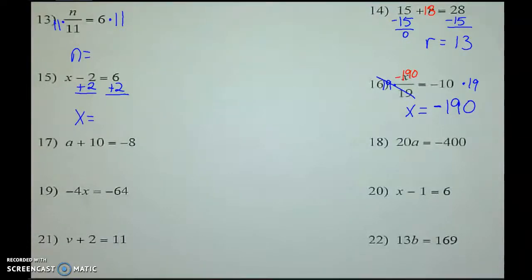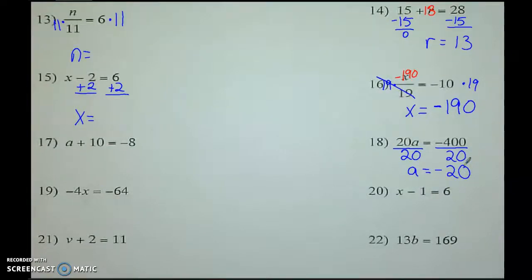Number 18, let's look at it. I have a 20 times a. Any time that we have a number right beside the variable, that means multiply. So 20 times a, the opposite of that is to divide. So I'm going to divide by 20. I have to do the same thing on both sides. When I do 20 divided by 20, that gives me 1. So I have 1a, so I'm going to leave my a equals negative 400 divided by 20. That's going to give me negative 20.